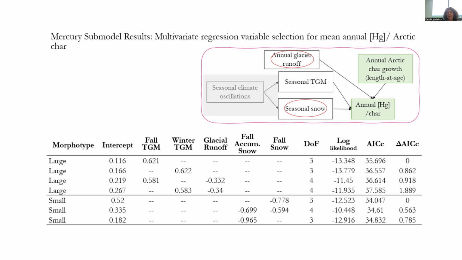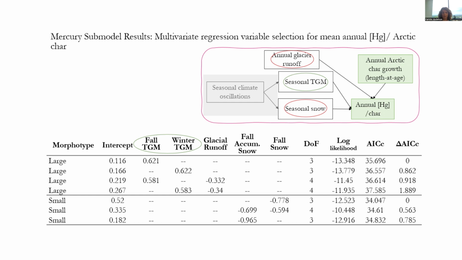We also see that glacial runoff and seasonal snow, which we included as potential sources of mercury, were both in the models, but they were negatively related to char concentrations. Then we see that our atmospheric mercury was positively related. So we're seeing fall and winter atmospheric mercury being linked to higher concentrations in our large morphotype char. And again, that was only for our fall and winter seasons. So that was good information.